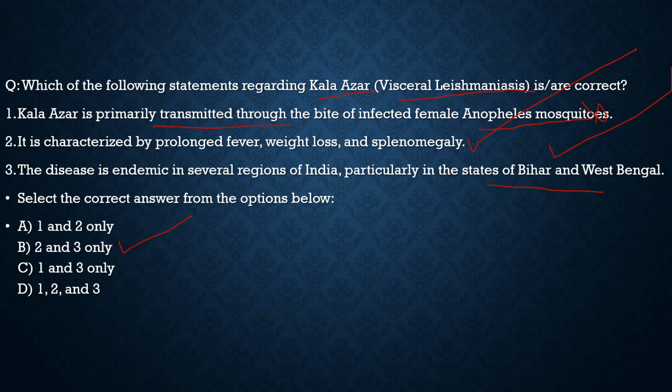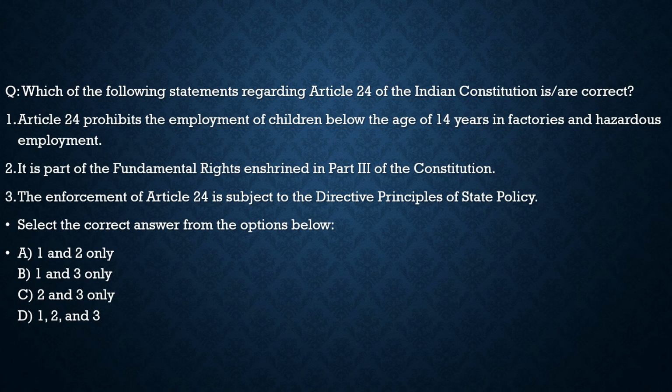Let us solve a question on Article 24 itself and get an idea of how questions can be asked from such articles. Here the question says, which of the following statements regarding Article 24 of the Indian Constitution are correct? First statement, Article 24 prohibits the employment of children below the age of 14 years in factories and hazardous employment. 100% correct. This is what Article 24 is about. Second statement, it is part of the fundamental rights enshrined in Part 3 of the Constitution. Correct, 100% correct.